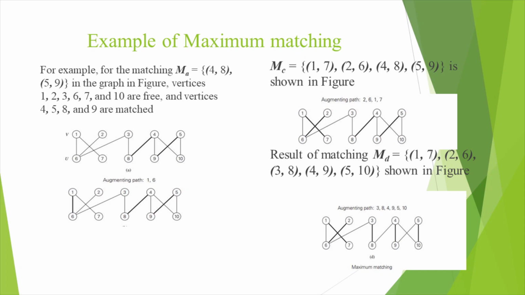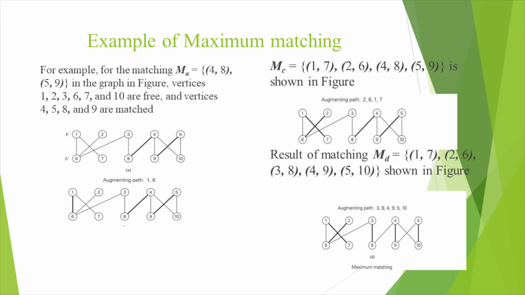I will explain this example with a step-by-step process. So figure A, we begin with all vertices unmatched. Our first goal is to find an augmenting path, which is a path that alternates between unmatched and matched edges, starting and ending with unmatched vertices.